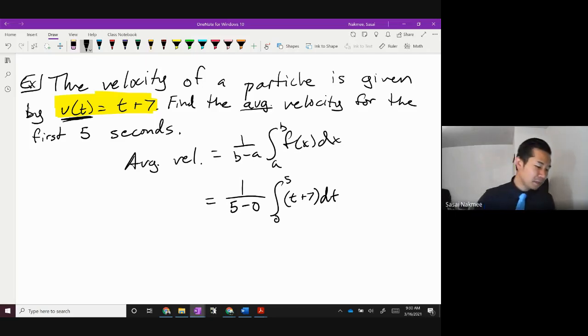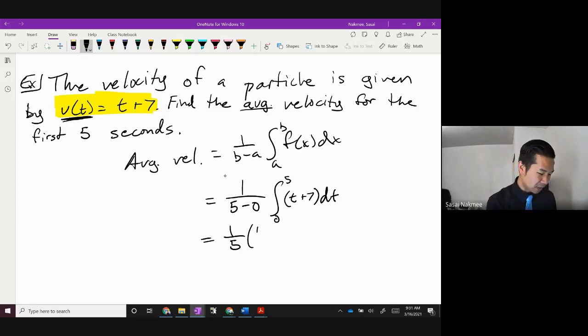Once you get to here, we just go ahead and do the integral and calculate the work. So when I have this one right here, this is going to be 1 over 5 times the integral of t plus 7. Remember, we talked about this. Using the fundamental theorem of calculus, we found that the integral of a function is just finding the antiderivative of that function. So the antiderivative is going to be, well, what, if I took the derivative, is going to give me t?